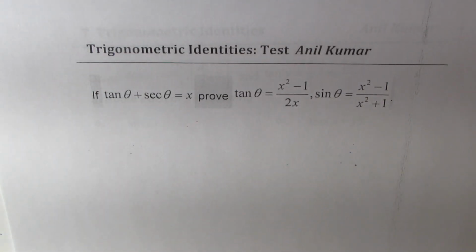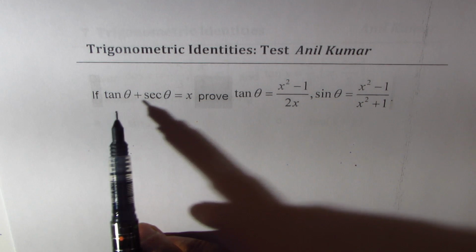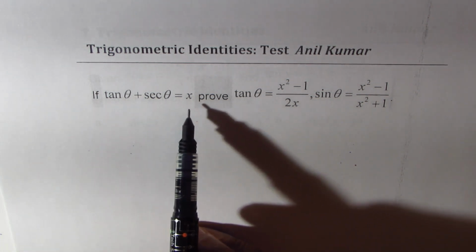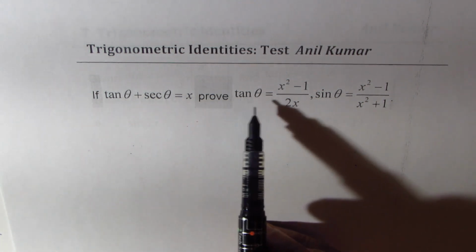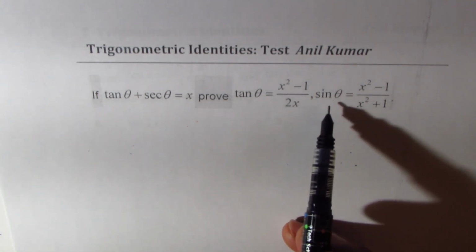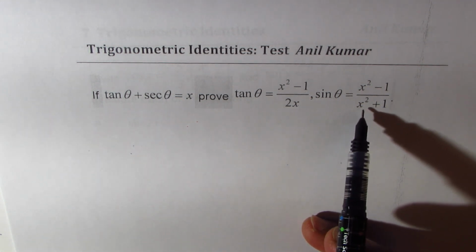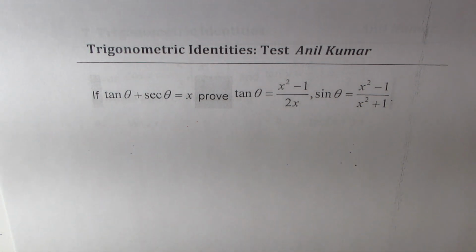Let's move on and take up a trigonometric identity. Now this is a very interesting identity. If tan theta plus secant theta equals x, prove that tan theta equals x square minus 1 over 2x and sine theta equals x square minus 1 over x square plus 1.